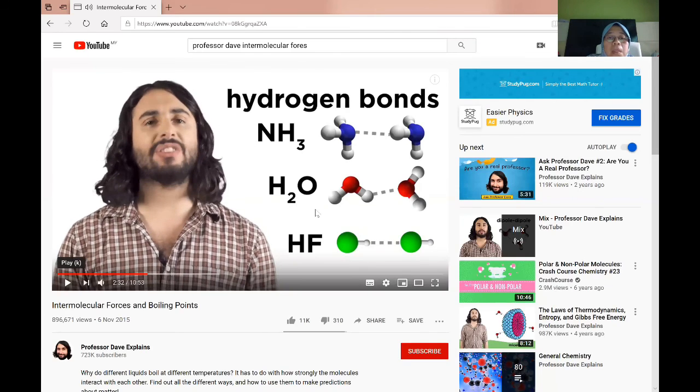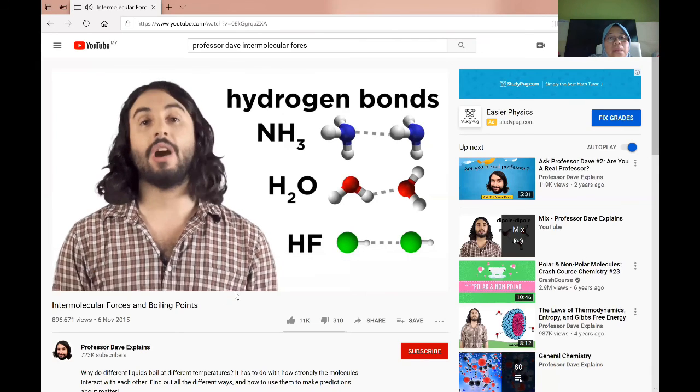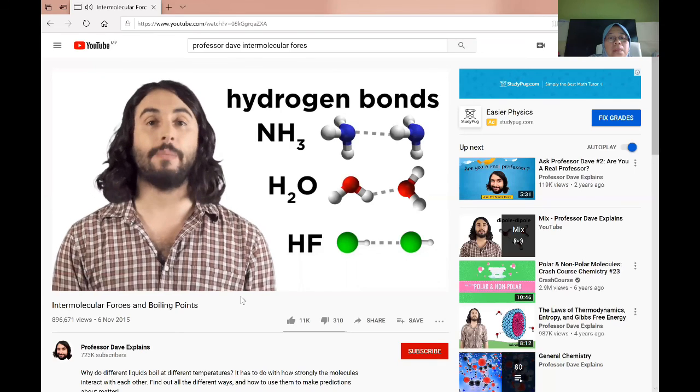Okay, hydrogen bond to F, O, and N. These are just especially strong dipole-dipole interactions. They are especially strong because these are the most electronegative elements.